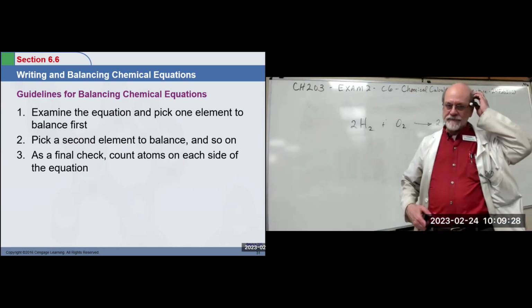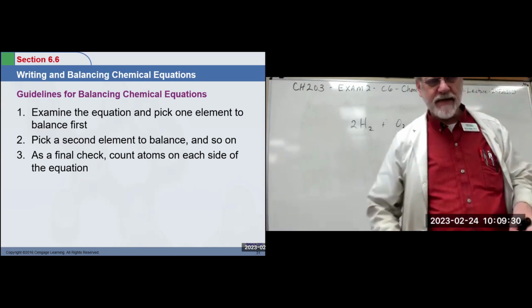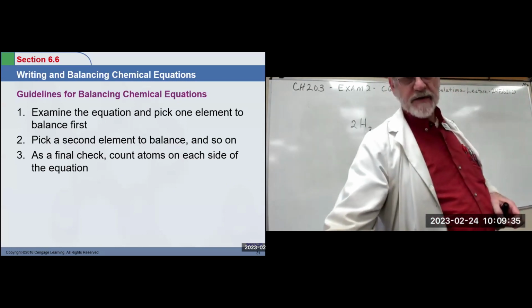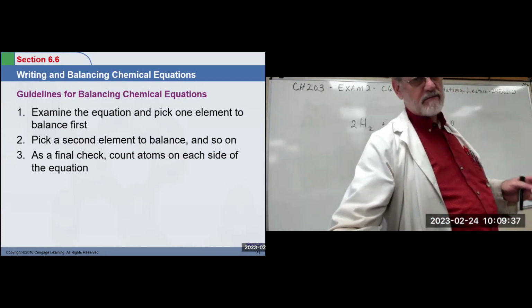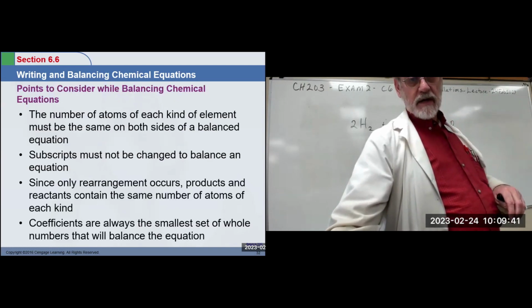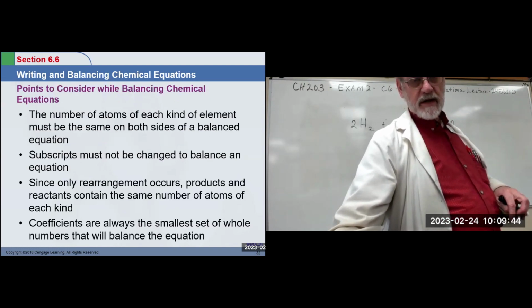Okay. I think these guidelines came out of your textbook. I'm not going to sit there and talk about them. I think we just need to balance a few equations using my budgeting method.